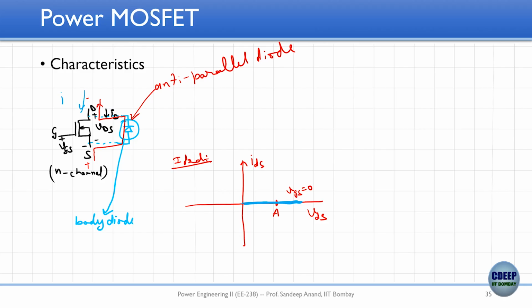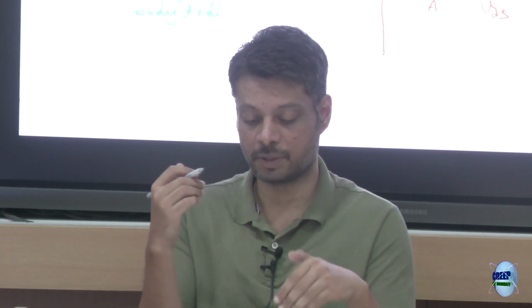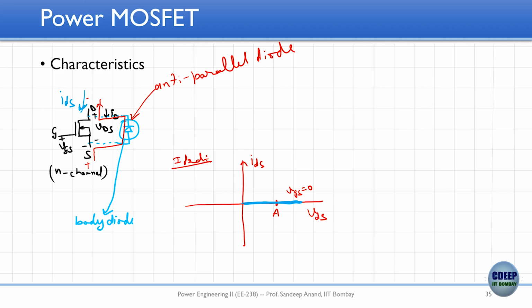This is my reference direction for I drain to source. So, will it be positive, negative or 0? Non-zero, but can you say positive or negative with respect to the reference direction I have shown? Will it be positive or negative with respect to the reference direction which I have shown? This is my reference direction.